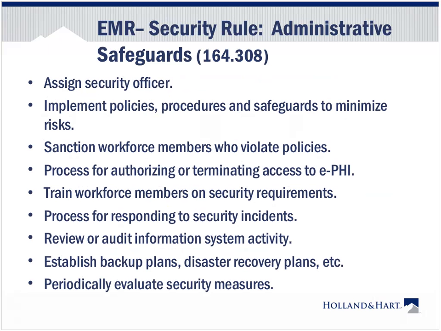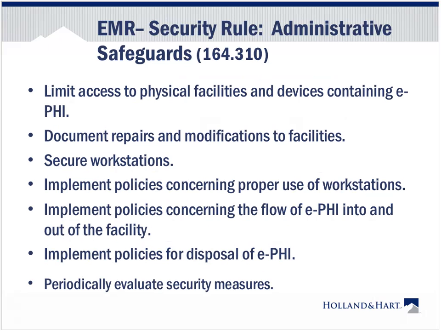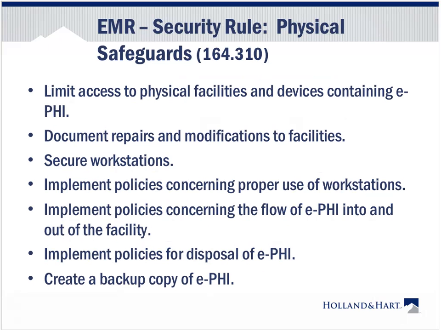The administrative safeguards, here's a list of bullet points for electronic medical records and what's required under the security rule for administrative safeguards. For example, having a security officer, evaluating your security measures, training, having a process for training your members, et cetera. So those are administrative type things that are necessary under the security rule. Here are physical safeguards that are necessary under the security rule.